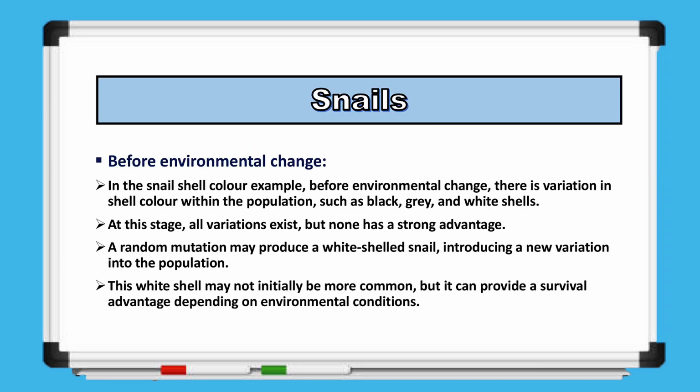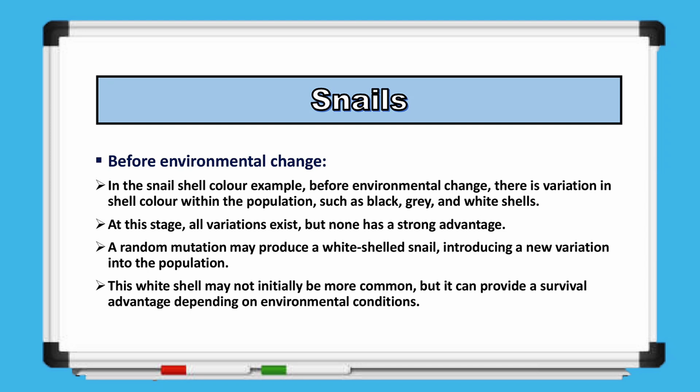Also, the snail example clearly shows how natural selection can lead to evolution over time. Before any environmental change, there is variation within the snail population. Different snails may have different shell colors such as black, gray, and white. At this stage, all variations exist in the population, and none has a strong advantage over the others.